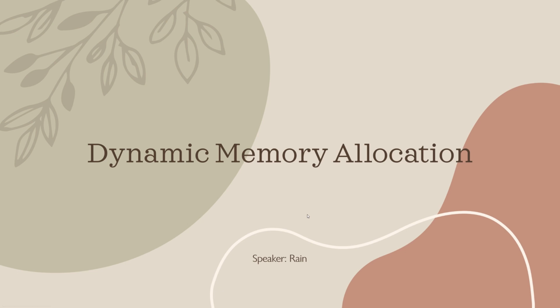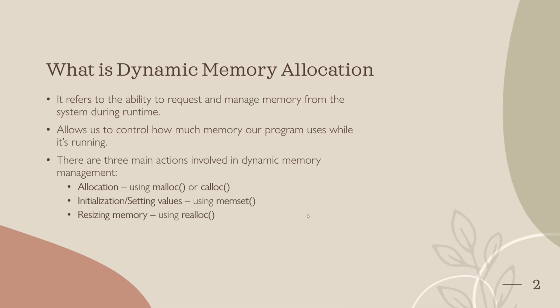Hello everyone. In this video, we are going to introduce an important concept in programming languages, which is dynamic memory allocation. So what exactly is dynamic memory allocation? It refers to the ability to request and manage memory from the system during runtime. And this allows us to control how much memory our program uses while it's running. Okay? And there are three main actions involved in dynamic memory management.